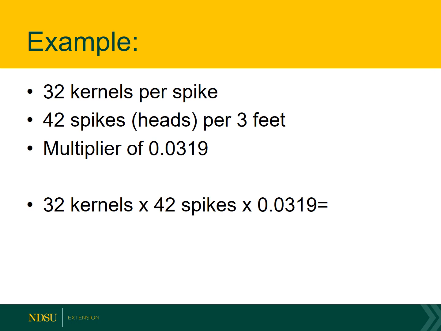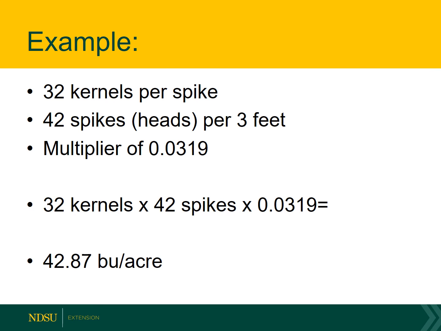Say you have 32 kernels per spike, and then you count it out per 3 feet of row, and you come up with 42 heads. That's counting your tillers, counting your main heads, and then you have your multiplier that we have to remember of 0.0319. So we take the 32 times 42 times our multiplier, and that'll give us our answer. I'll give you a little bit of time just to do that, and the answer you should come up with, which I've checked twice, is 42.87 bushels per acre. That should be a really good tool for estimation of the wheat bushels. There's really nothing too complicated on that.